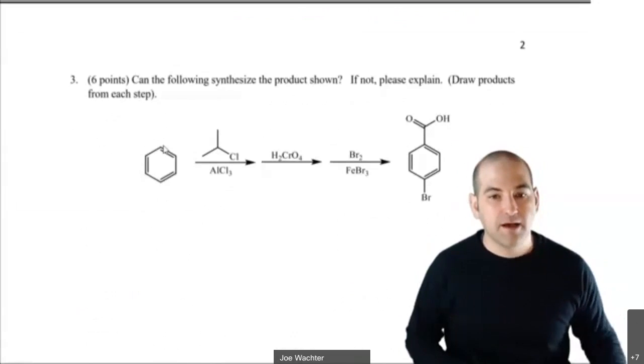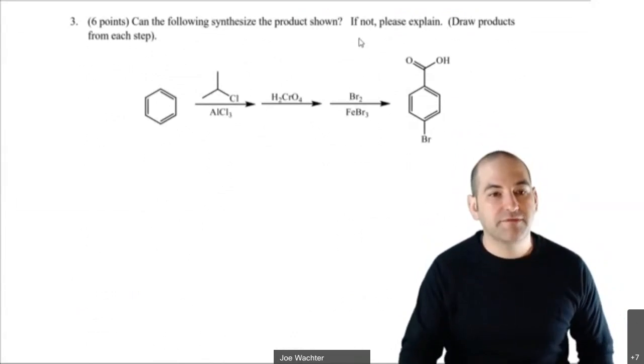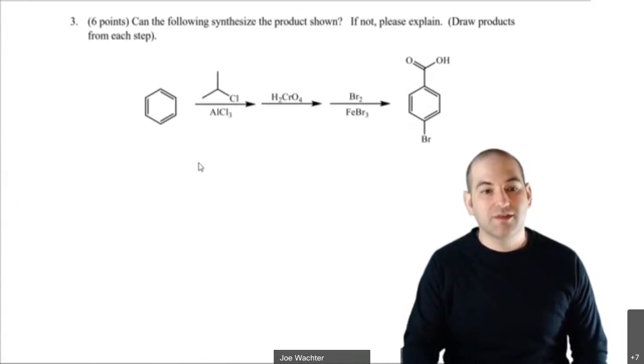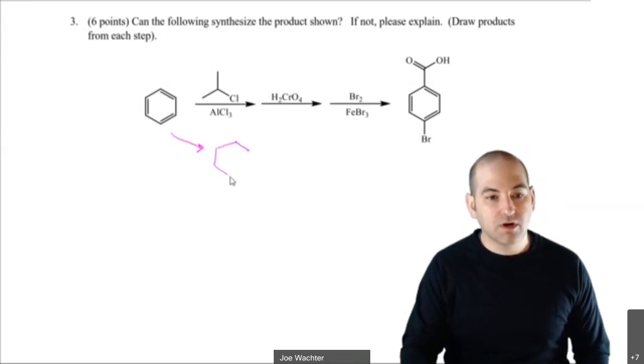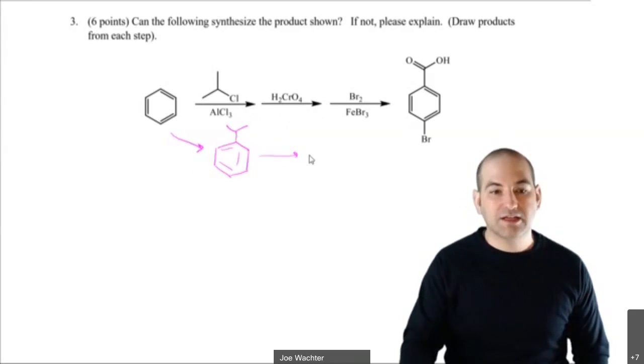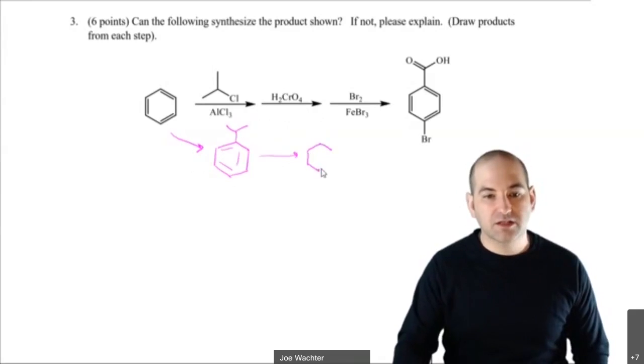Okay, and then this one, can the following synthesize the product shown? The answer is no, because the directing groups are in the wrong order here. So after the first reaction, you would alkylate the benzene. So you put that isopropyl group on like that. Then after the next reaction, you're oxidizing that isopropyl group off. So that's going to lead to a carboxylic acid.